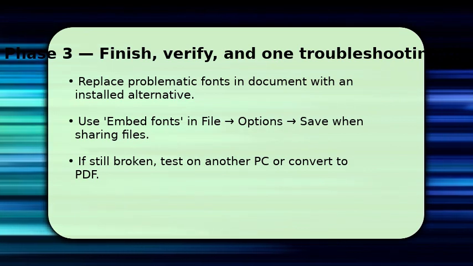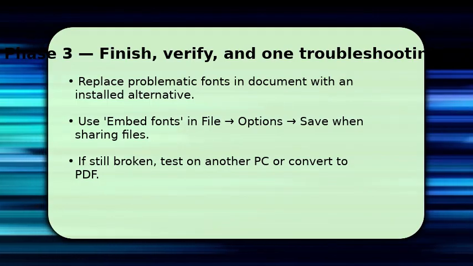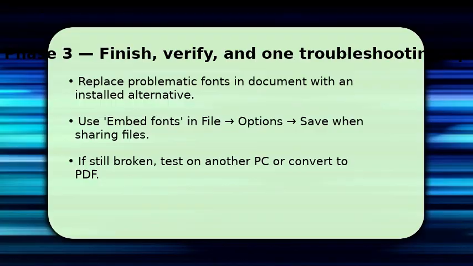If the issue persists, test the file on another PC to isolate system versus file problems, or export to PDF as a last resort preservation step. If it still fails, restore from backup or reinstall Office for a deeper repair.